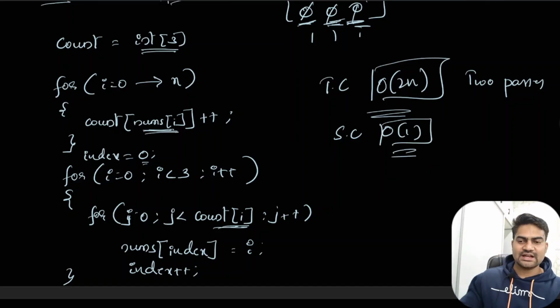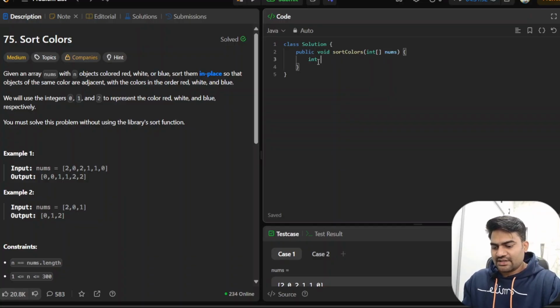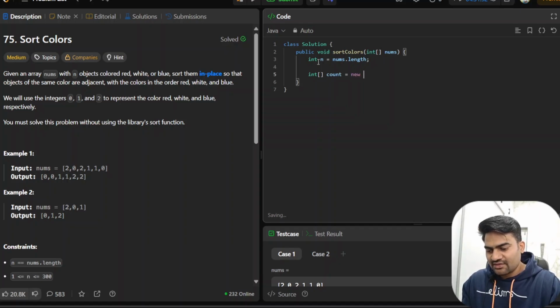Okay, so with that, let us try to execute this and see. So let us take a variable int n equal to nums dot length. Then I will take another array of size 3 and I will call it count, new int of size 3. We don't need to initialize it with 0's, by default it takes 0's. So I will remove this part.